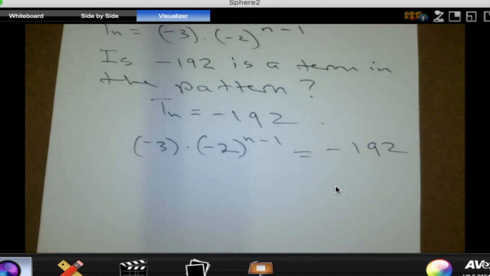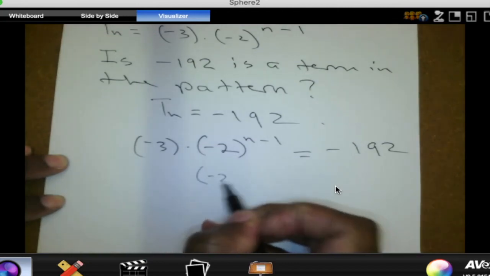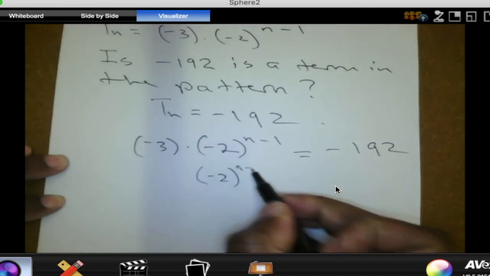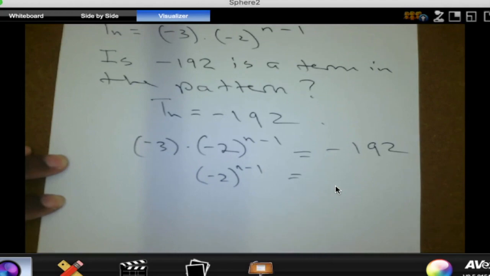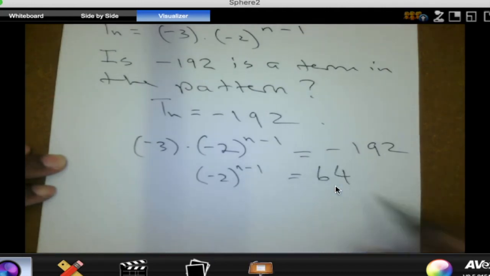We are trying to work out n here. Yes. Divide by negative 3 both sides. Please do that. Divide by negative 3 both sides. So the left-hand side will remain negative 2 in brackets, all to the power of n minus 1. What do you get on the other side? You get positive 64.